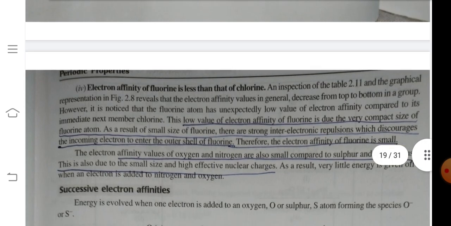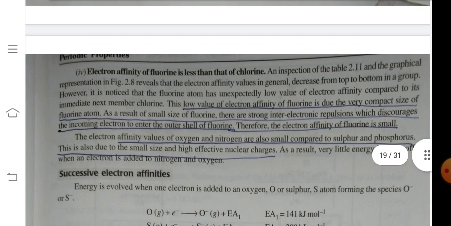Number 4. Electron affinity of fluorine is less than that of chlorine. An inspection of Table 2.11 and the graphical representation in Figure 2.8 reveals that the electron affinity values in general decrease from top to bottom in a group. However, it is noticed that the fluorine atom has an unexpectedly low value of electron affinity compared to its immediate next member, chlorine. This low value of electron affinity of fluorine is due to the very compact size of the fluorine atom.